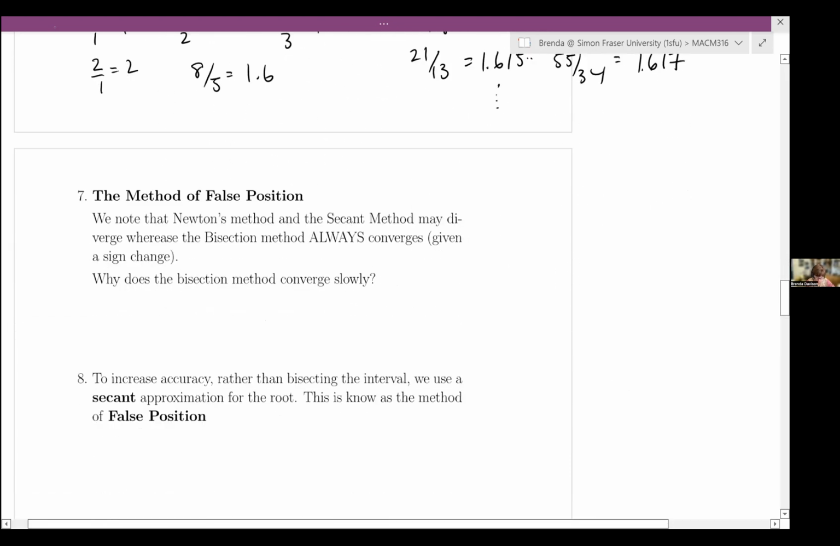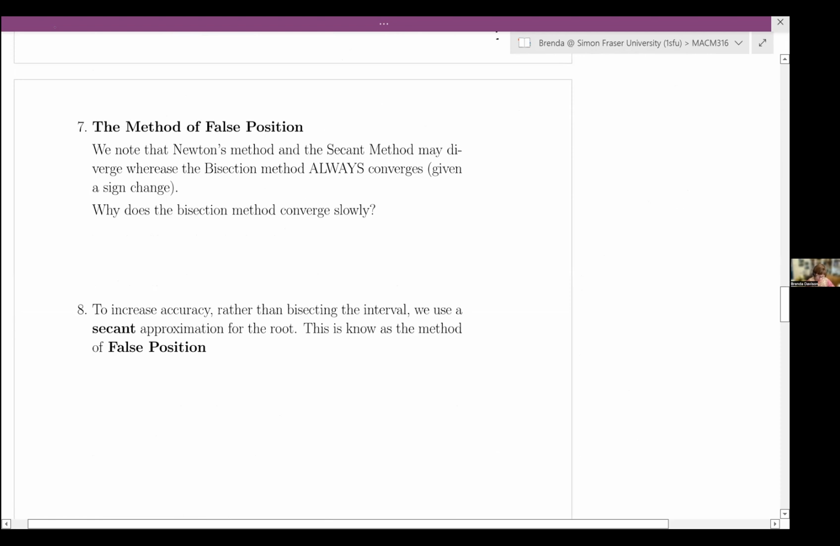Okay, so let's talk about one last method. Newton's method and the secant method may diverge, and that depends on what the derivative looks like near the root. The bisection method always converges, given that we can find function values on either side of opposite signs, and that the function is continuous. And so let's ask clearly, why does the bisection method converge slowly?